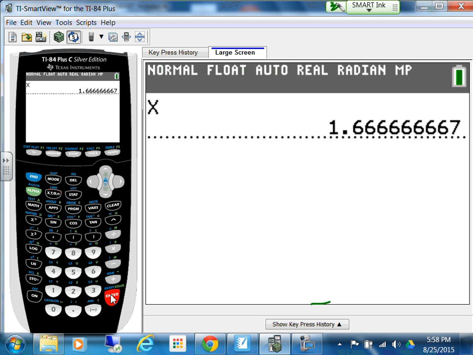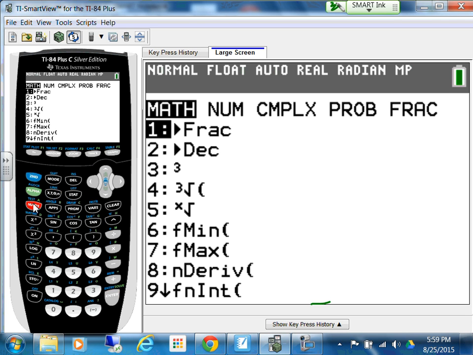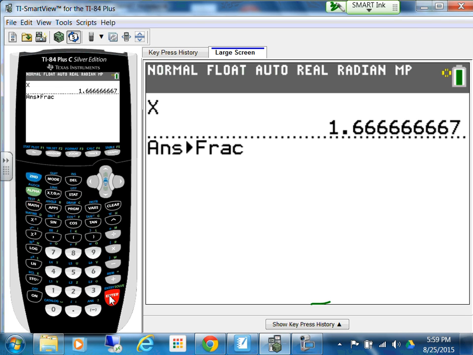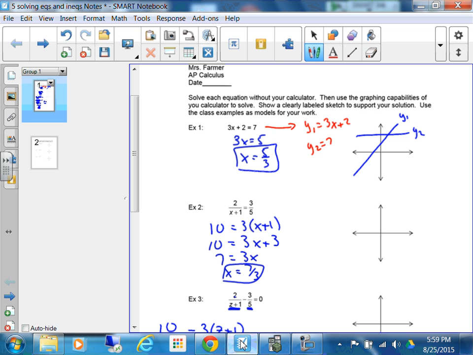Most of the time, if you do Math 1, it'll change it into a fraction, if it is, in fact, a rational number. Every once in a while it does not manage to do that, but most of the time it will. So there's your work right here, and there's your point of intersection, which you could label if it says show a well-labeled graph. And the answer again is x equals 5/3. Okay? We'll try this for example 2 and see what that looks like on the calculator.